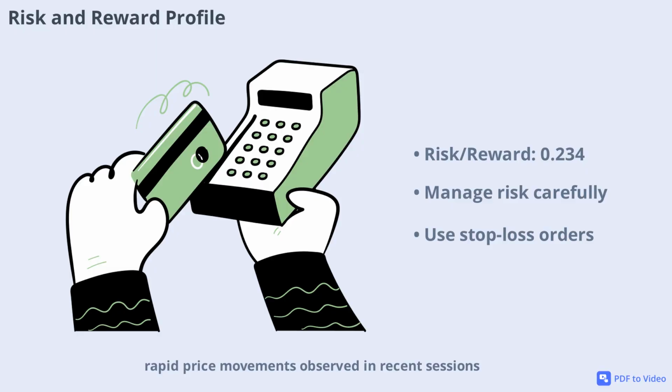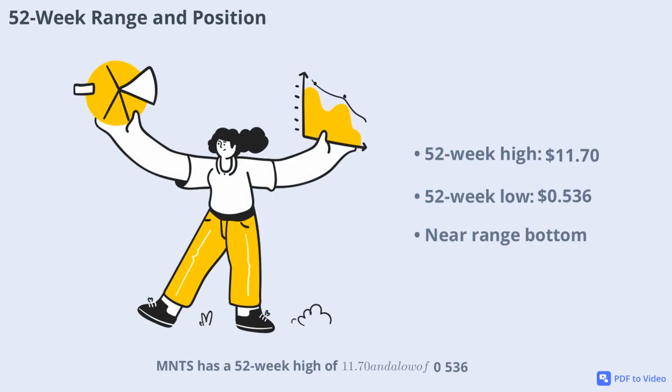MNTS has a 52-week high of $11.70 and a low of 0.536. The current price is at 3.52% of this range, indicating it's near the bottom end. This could present a value opportunity if the technicals continue to improve, but also highlights the stock's significant decline over the past year.